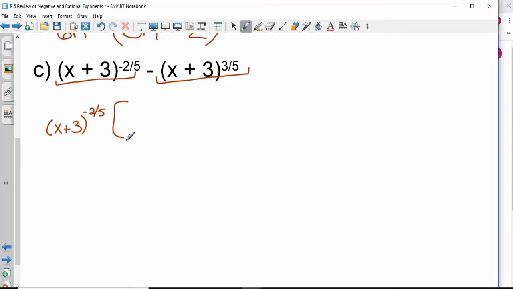So if you take out the entire thing, what do you put here? A 1. Just like if I had 2 divided by 2. When you divide something by itself, you get 1. Minus, here we didn't take them all out, so we still have an x plus 3. Subtract your exponents. 3/5 minus negative 2/5. That's 5/5, which is just 1.